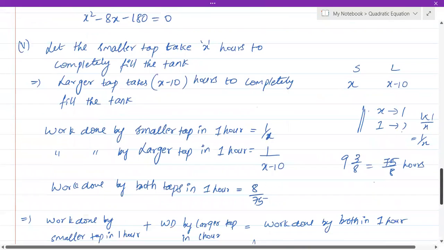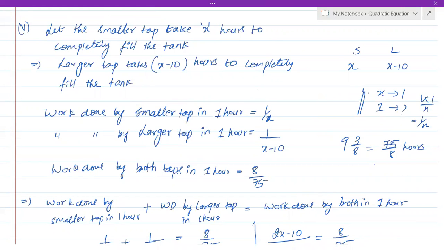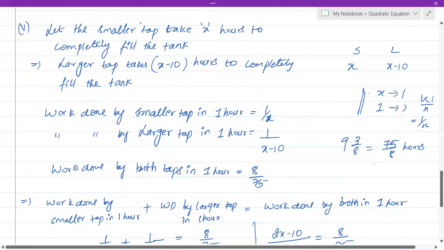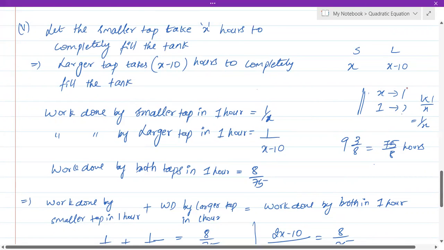See, the smaller tap is taking x hours, and the larger tap is taking x minus 10 hours according to the question. Now, in x hours, we are doing one full job. That's what I've written here. Let me highlight it. In x hours, I'm doing one full job. So in 1 hour, how much part of the job have I done? How do you get it? You cross multiply and divide by x. In simple words, you simply take the reciprocal.